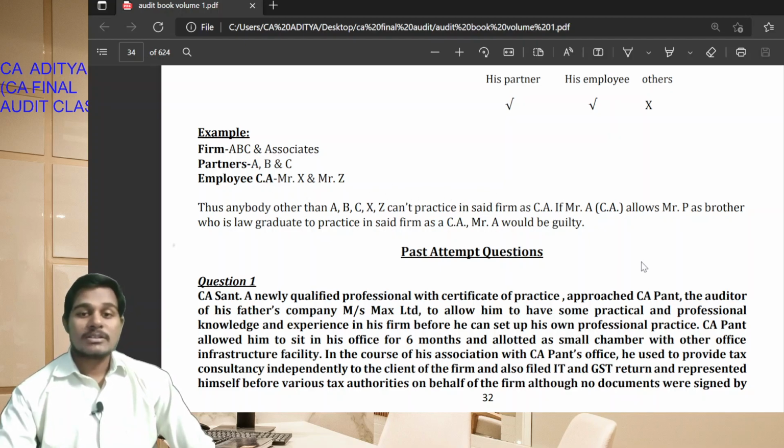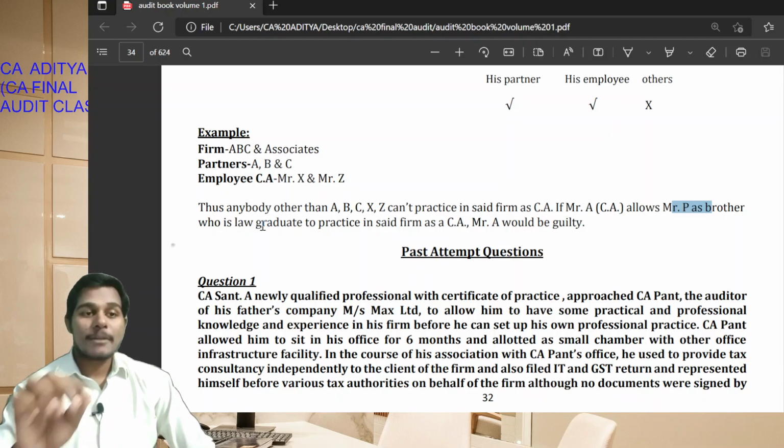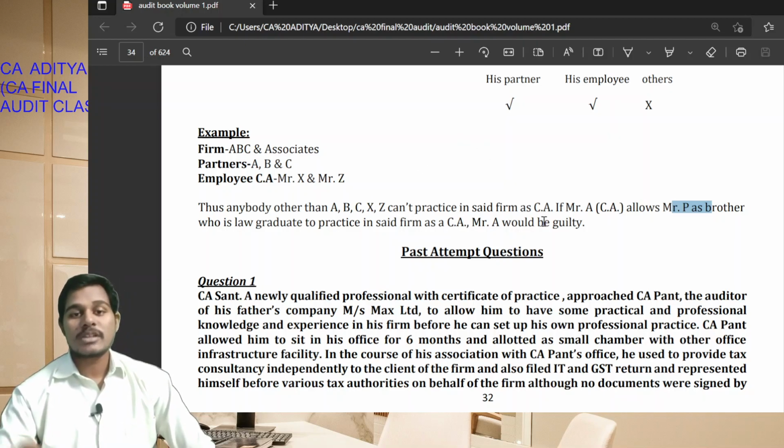If they practice, then, see, students, if Mr. A, a CA, allows Mr. P, his brother who is a law graduate, to practice in the said firm as a CA, it will be professional misconduct because Mr. P is not a partner or employee of the CA in practice. Okay, students, if he allowed any person other than his partner or employee, then he will be guilty of professional misconduct.